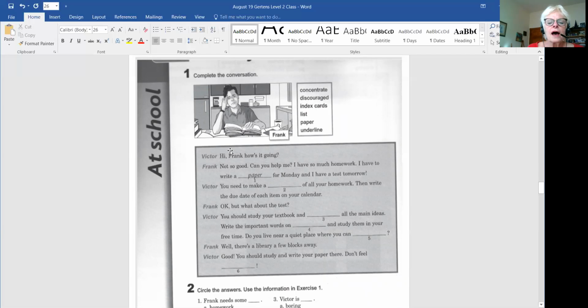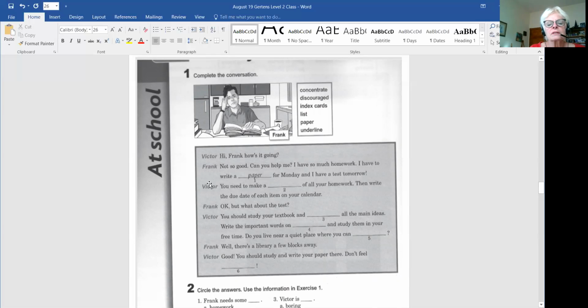Victor says, "Hi, Frank, how's it going?" Frank says, "Not so good. Can you help me? I have so much homework. I have to write a paper for Monday, and I have a test tomorrow." So the blank was filled in by the word paper. So Frank is not so good. He has to write a paper for Monday, and he has a test tomorrow.